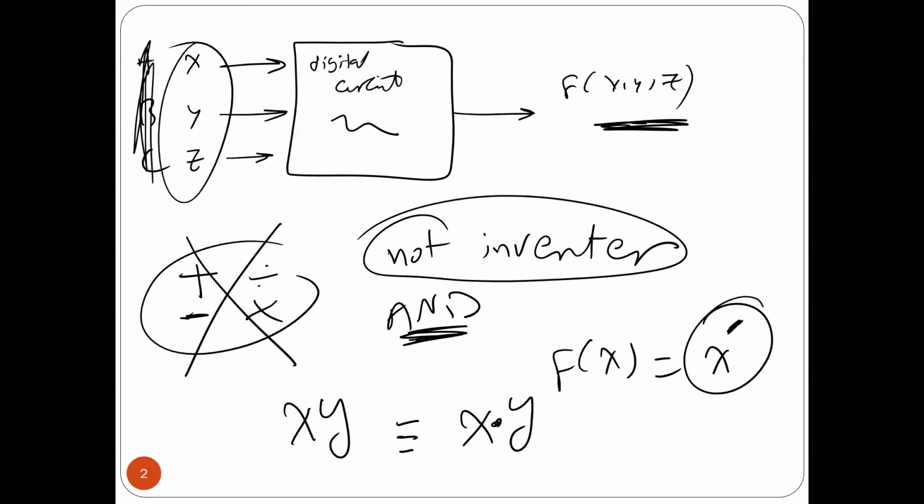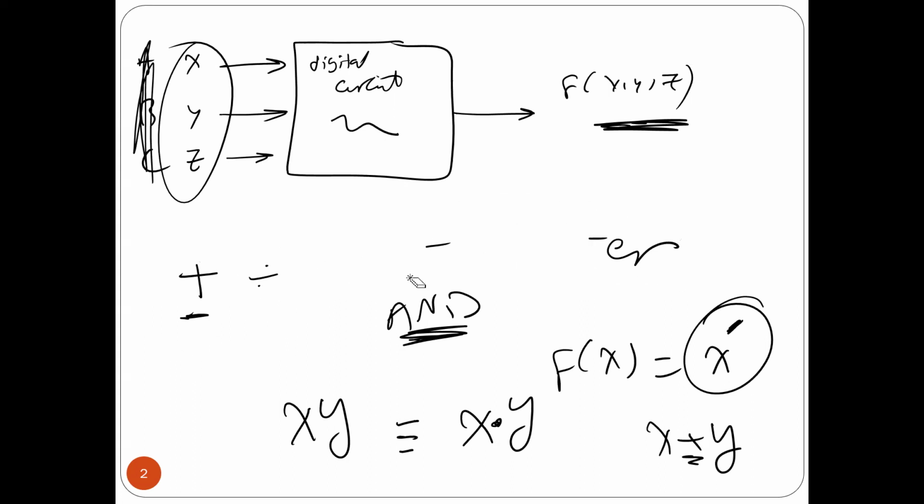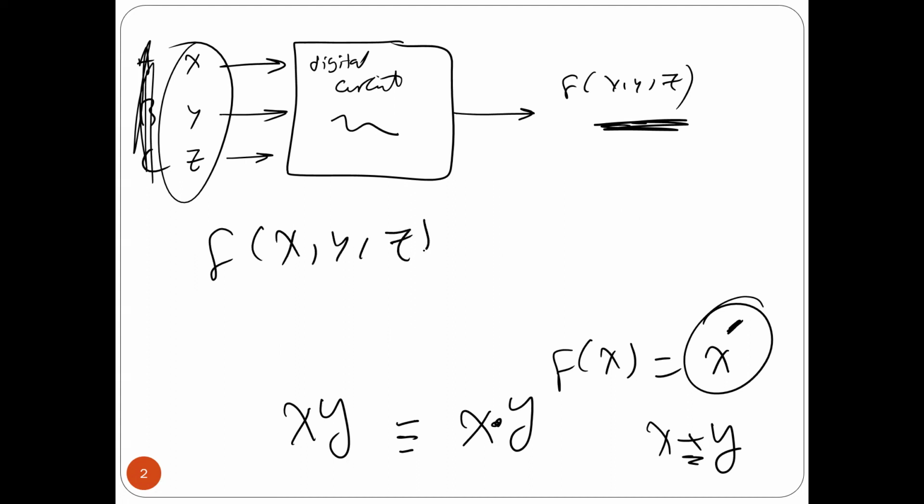Again, this is not multiplication. We don't have multiplication here. This operator is AND. Same thing for x or y. This is not plus. This is OR. So these are the 3 main operations we're going to use to create a function. For example, just an example, f of x, y, and z equals xy or y prime z.